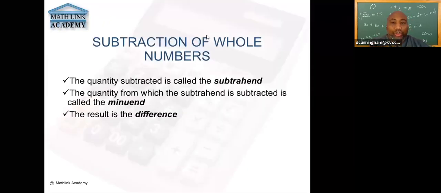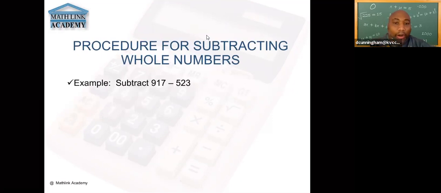Now we're going to look at subtracting whole numbers. It's a little bit different for subtracting whole numbers, but it still stays the same in lining up your place values. The quantity subtracted is called the subtrahend, and the quantity from which the subtrahend is subtracted is called the minuend. Now, the result is called the difference. So in addition, the result was called the sum. In subtraction, the difference is what we call it.